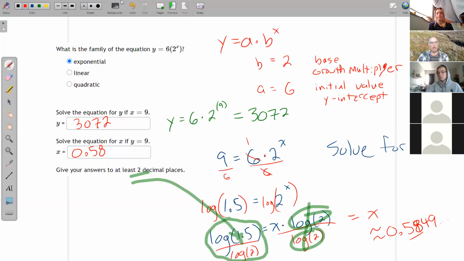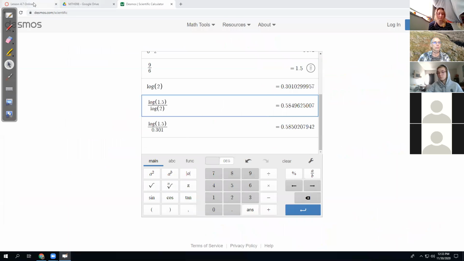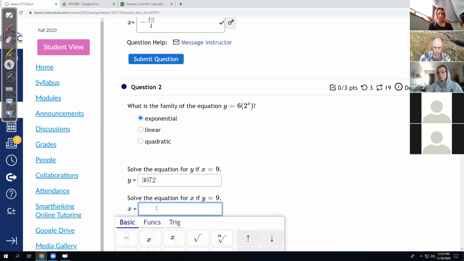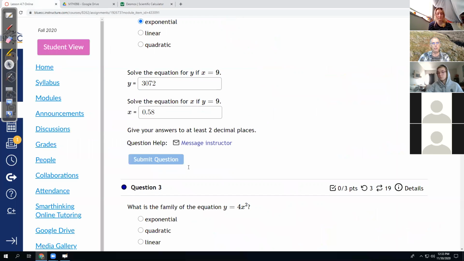Okay, moving on. Just for fun, let's get some green check marks. It feels good.